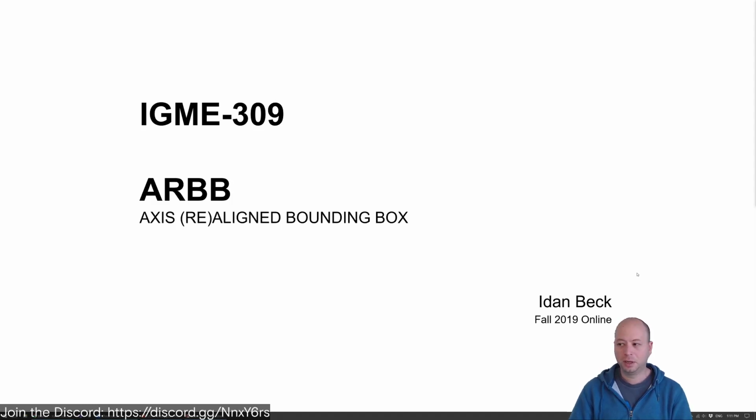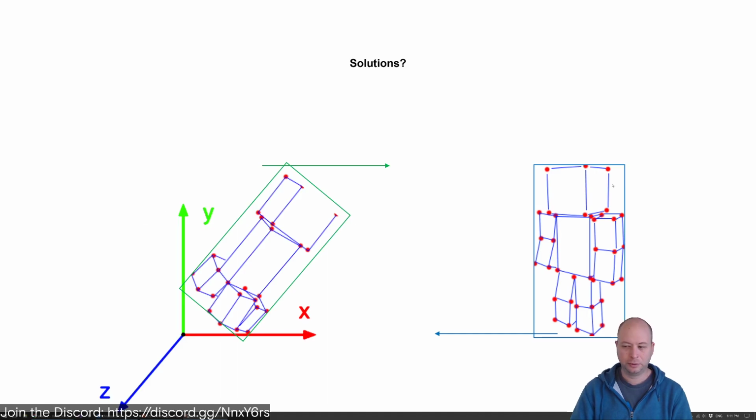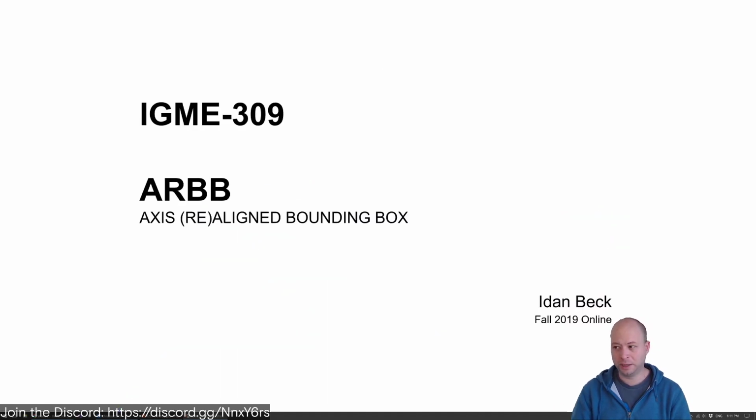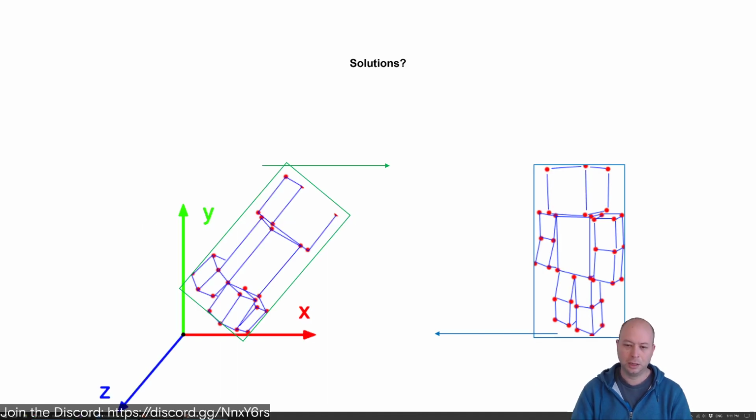So next up on the menu, we have axis realigned bounding boxes, or basically axis aligned bounding boxes which have been recalculated from a previously determined axis aligned bounding box with a rotation. Or other transformation, by the way. This can also apply to scaling, but not to translation.